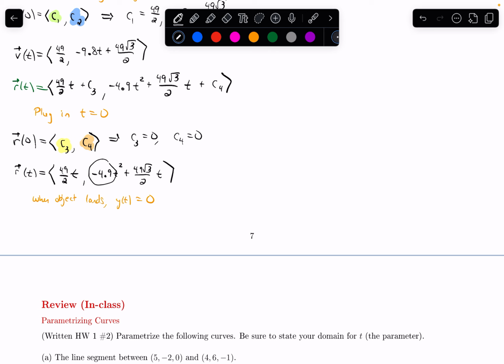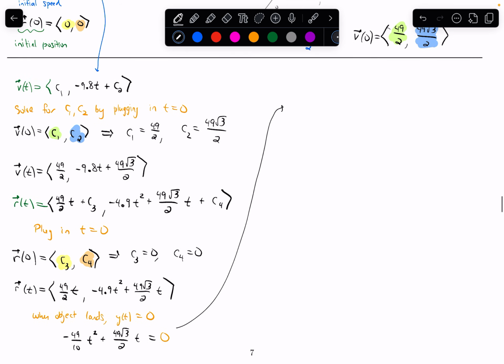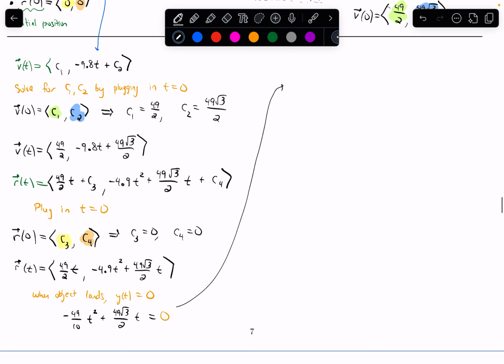I can rewrite this as a fraction, so that'll be negative 49 over 10 t squared. And then I get plus 49 root 3 over 2 times t. Let's set that whole thing equal to 0. So I can solve this. I'm running out of room, so let's move it up here. Okay, so I can factor out, let's see, a 49. I can also factor out a 10 from the denominator. And then I can also factor out a t.